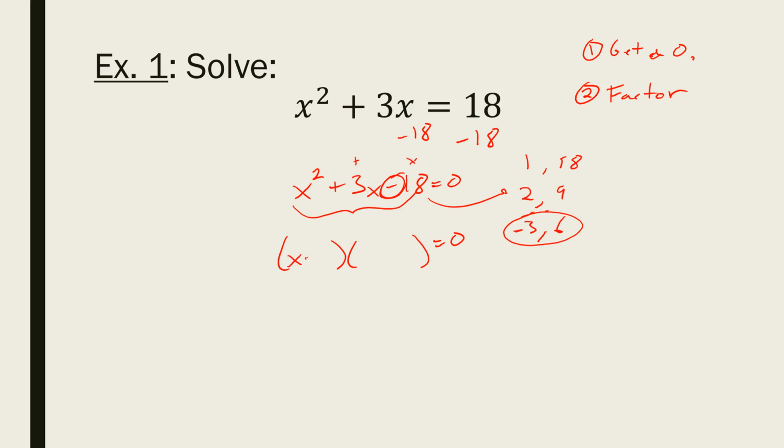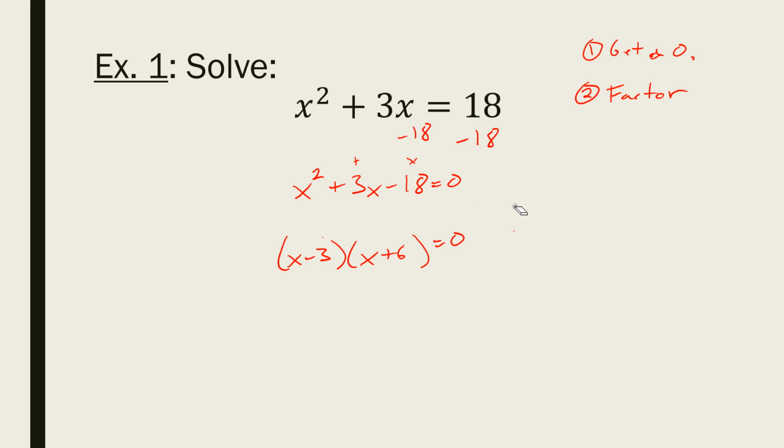Okay, so x minus 3, x plus 6. If we FOIL this out, x squared, good, negative 18, good. I have negative 3x plus 6x. Yes, that's the 3x in the middle. Okay, so I factored. Now, here's where we're going to do something that is really, really cool.